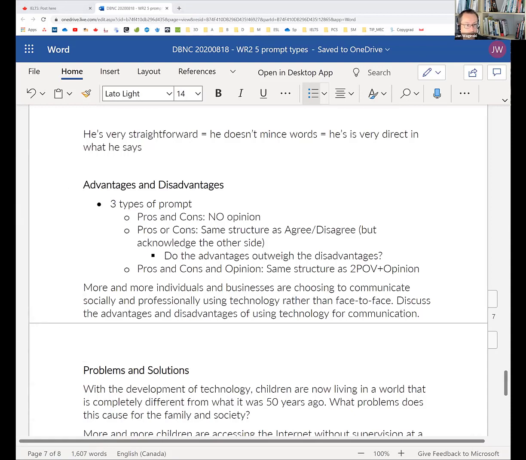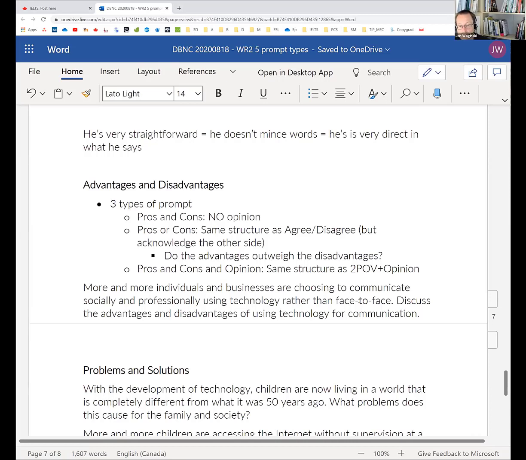Okay. For this question, more and more individuals and businesses are choosing to communicate socially. So if we talk about the advantage, shall we talk about individual and social communication or business and professional communication? Or both of them? Because I would talk about both. I would definitely talk about both. So in the advantage, I can put 2 points, one related to individuals, one to the businesses. And the disadvantage also, one for this and one for that.